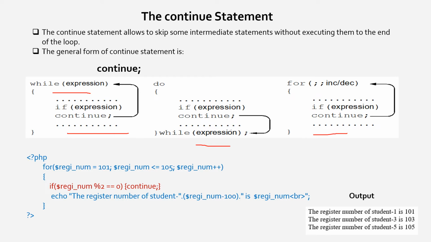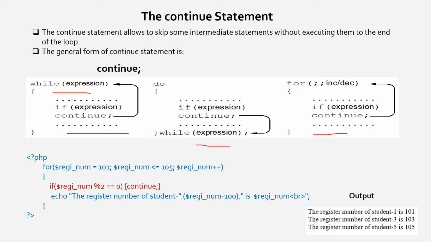So what do we use continue for? It is actually used to skip some intermediate statements without executing them. Let us consider this case in the case of while. Here, if the condition is true, continue. That means no need to execute the remaining steps. Continue from the next, increment the loop and continue. That is what it means.